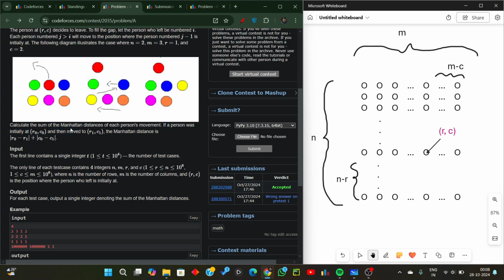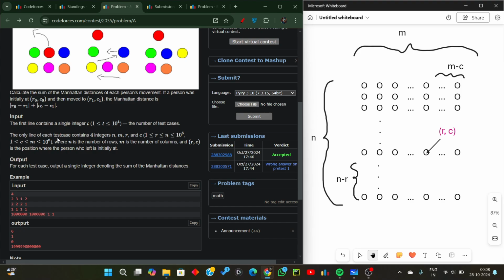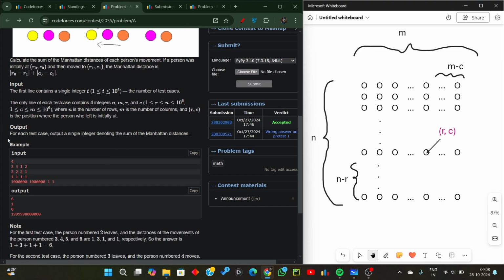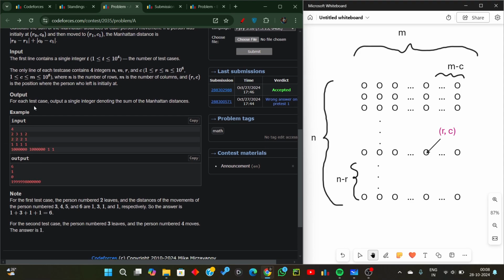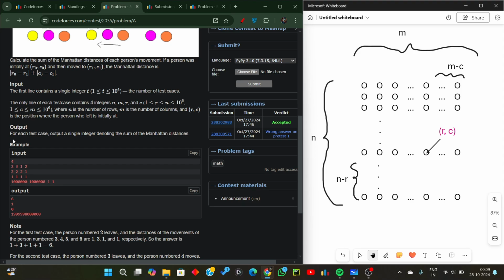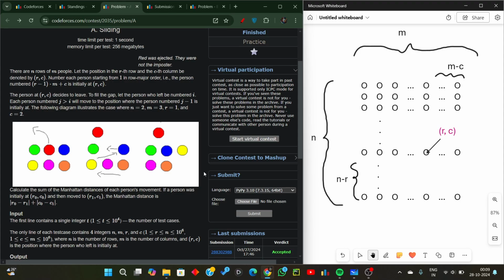Now, calculate the sum of the Manhattan distances of each person's movement. If a person was initially at (r0, c0) and then moved to (r1, c1), the Manhattan distance is the absolute value of r0 minus r1 plus the absolute value of c0 minus c1. The input constants are also given here, and here is the sample test case. We are asked to output, for each test case, a single integer denoting the sum of the Manhattan distances. So let's try to figure out a solution.